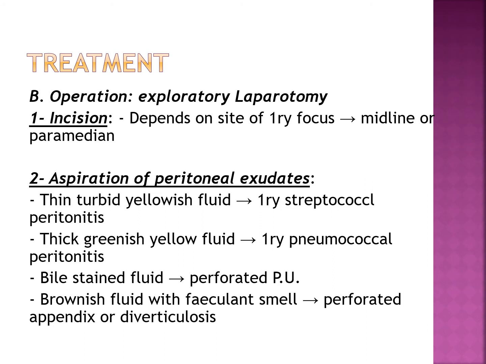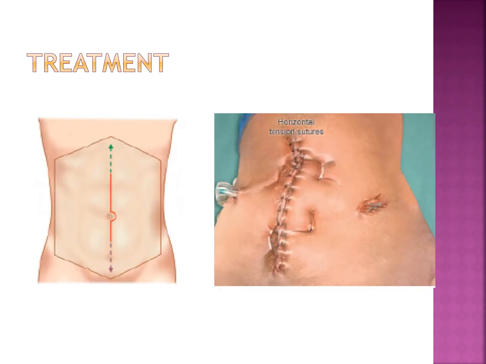Then after that, this is a photo showing the midline incision after closure with what is known as tension sutures, which are used in closing the abdomen in patients with acute peritonitis, because healing is impaired and infection rates are very high, and subsequent dehiscence and burst abdomen can occur. So tension sutures are used to ensure adequate closure of the peritoneal cavity.